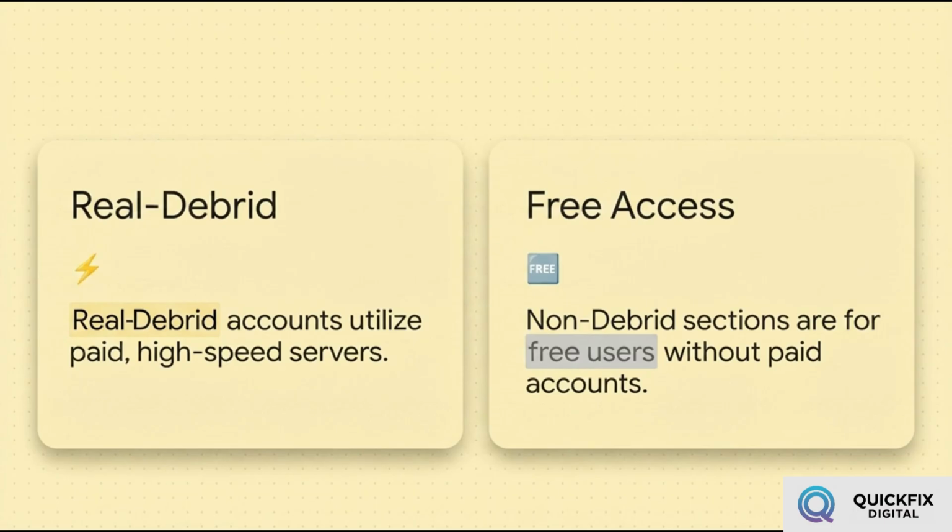See, FOD is built to support two completely distinct pipelines. You have premium Real-Debrid accounts, which utilize paid high-speed servers, and then you have free, non-Debrid users. If you don't hold a paid Real-Debrid subscription, hey, that is perfectly fine, but you absolutely must remember to exclusively use the folders labeled non-Debrid once the add-on is open. Otherwise, the streams literally just won't resolve.